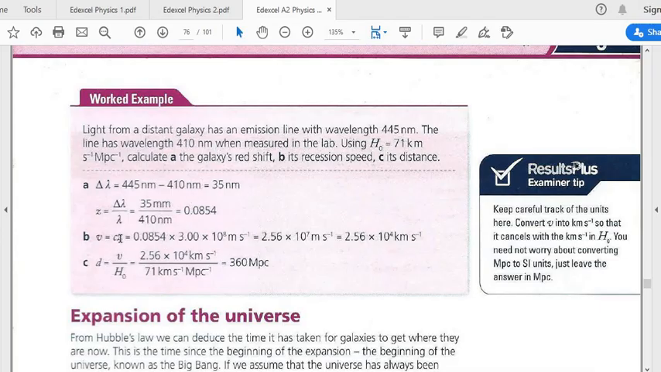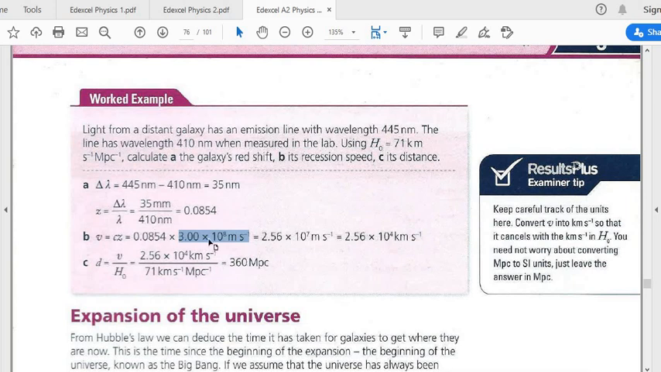Okay, so we have C times Z. Now C is the speed of light, which is 3 into 10 to the power of 8 meters per second, the speed of light in vacuum, and Z is the amount of redshift. So what we used was Z equals V over C. We made V the subject of the equation, and then we found what V is.